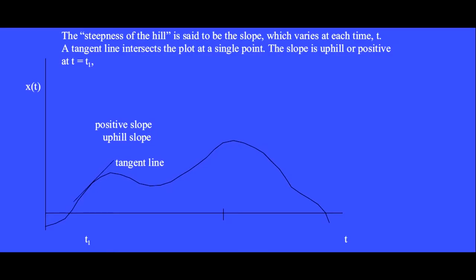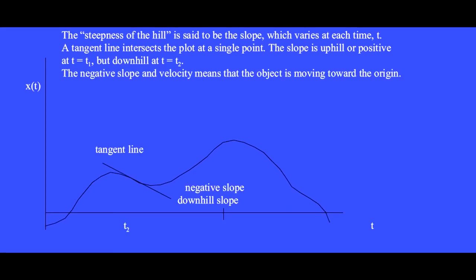The steepness of the hill is said to be the slope, which varies at each time t. A tangent line intersects the plot at a single point. The slope is uphill or positive at t equal t1, but downhill at t equal t2. This negative slope and velocity means that the object is moving back toward the origin.